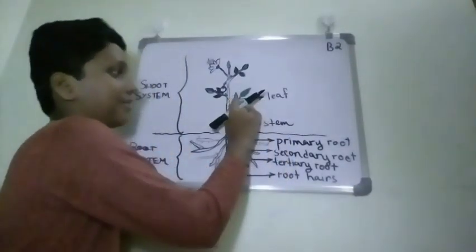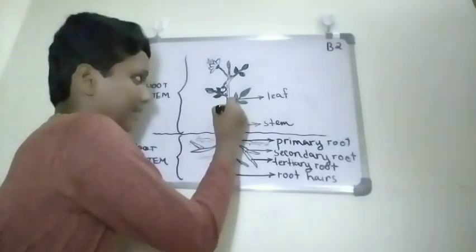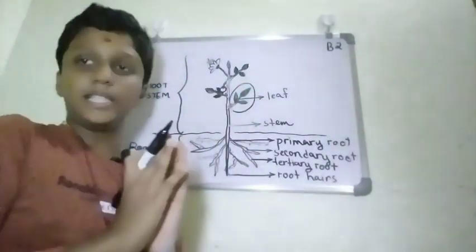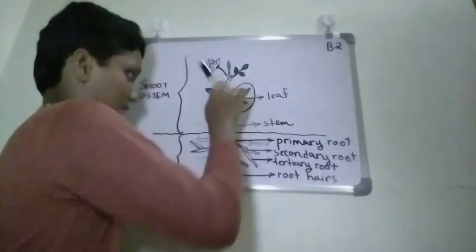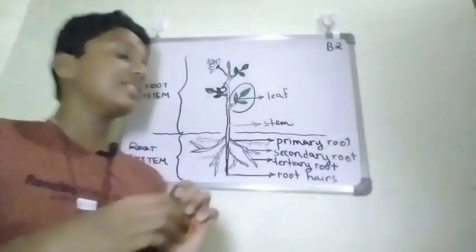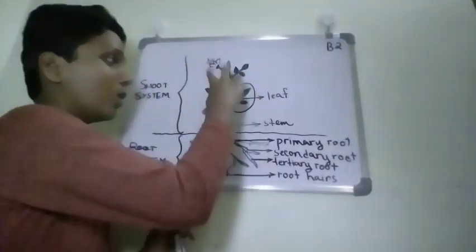This is the leaf. Okay, this whole thing is a leaf. These are not branches. We will be learning about these kinds of leaves soon, but just understand that this whole thing is a leaf.